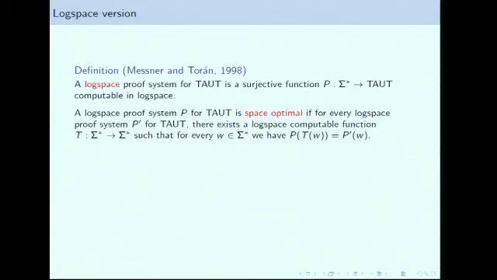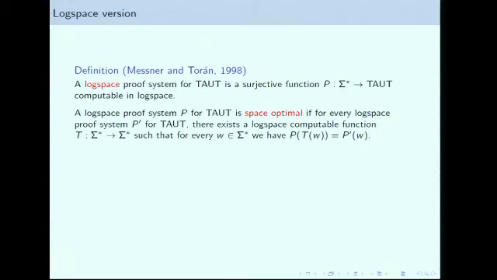Messner and Toran introduced this notion of log space proof system. It's similar to the standard proof system, which is a surjective function mapping finite strings onto tautologies. But here I require this function to be computable in log space. I guess most natural proof systems are in fact log space proof systems.